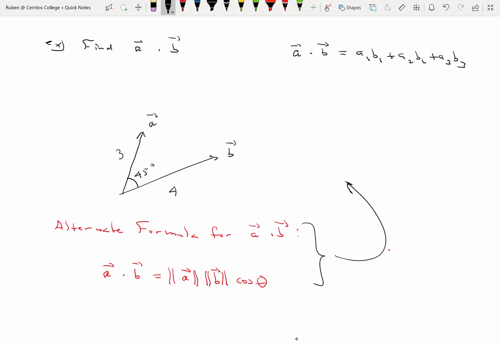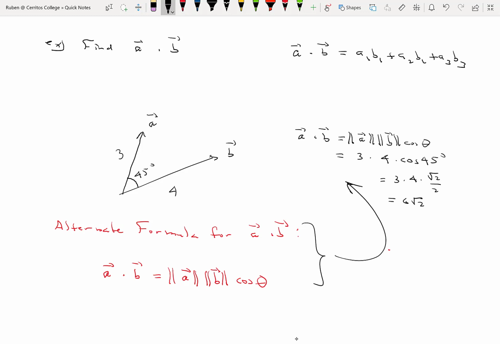Let's find A dot B. So A dot B, by this alternate formula, is the length of A times the length of B times the cosine of the angle between them. Well, the length of A is 3. The length of B is 4. That times the cosine of 45 degrees. Or 3 times 4 times radical 2 over 2, or 6 radical 2.